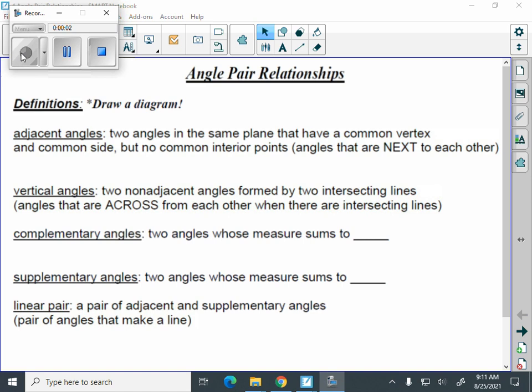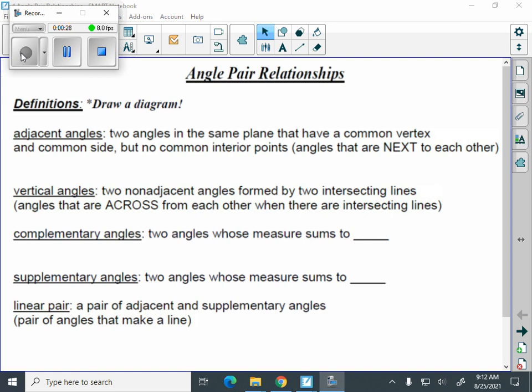But let's take a look at angle pair relationships. And in general, drawing a diagram is helpful, but let's just talk through some of these angles before we get to that point. The first one is adjacent angles. There are two angles in the same plane that have a common vertex and a common side, but no common interior points.